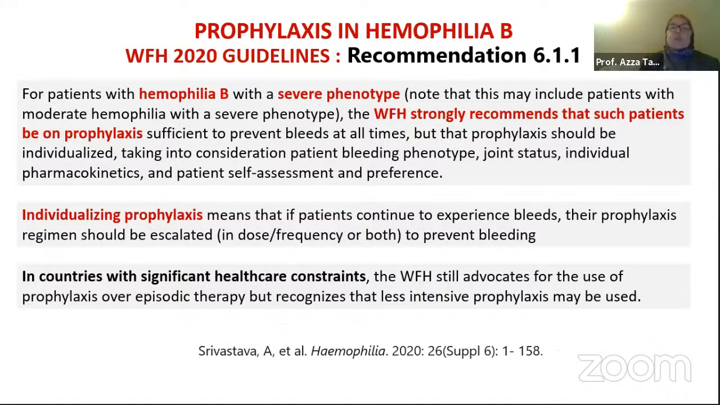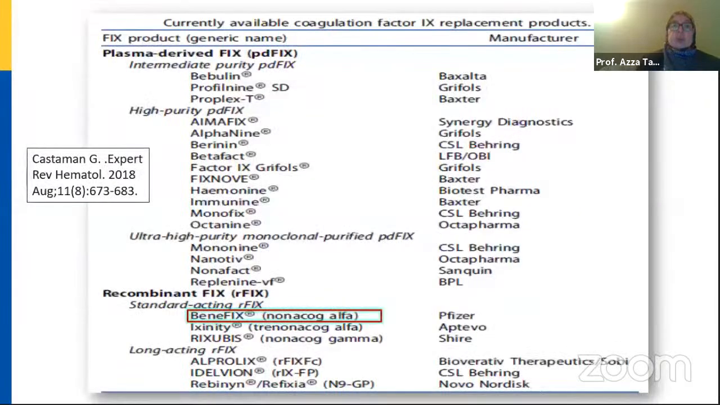The World Federation of Hemophilia strongly recommends to put hemophilia B patients on prophylaxis, severe phenotype. Severe phenotype means severe hemophilia B and the moderately severe having a severe phenotype. And prophylaxis should be individualized, and if the patient is not responding, we can increase the dose or the frequency. And in countries with significant healthcare constraints, the World Federation of Hemophilia still advocates using prophylaxis over episodic therapy. And there are different protocols according to the availability.